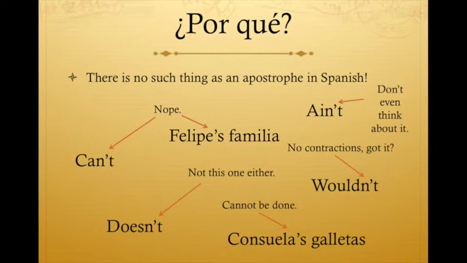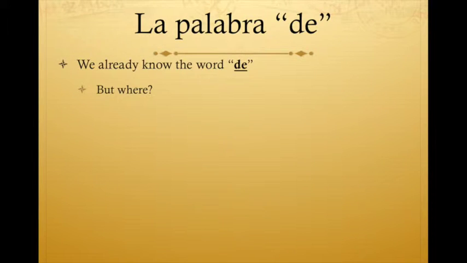Most importantly, what can't be done is Felipe's familia, or Philip's family. That does not exist in Spanish. Remember, it's not Philip's family, it needs to be the family of Philip. So to fix that, we use the word de.